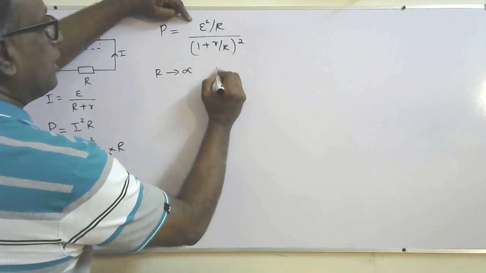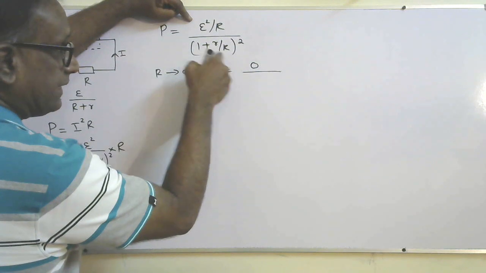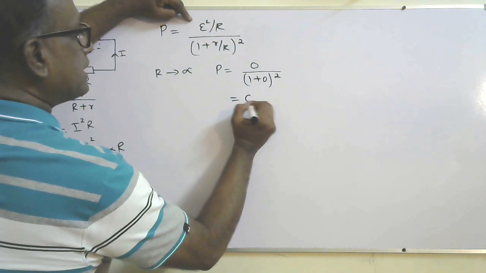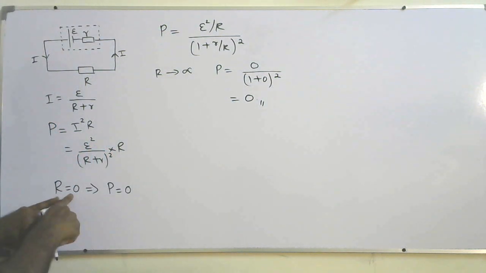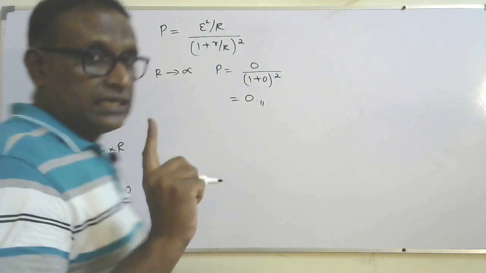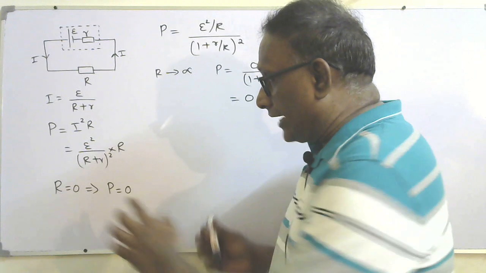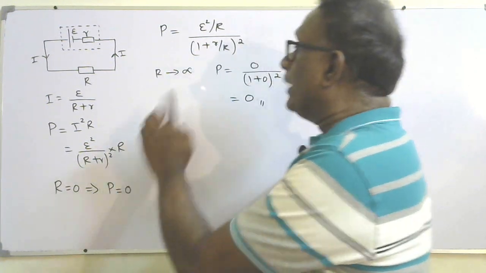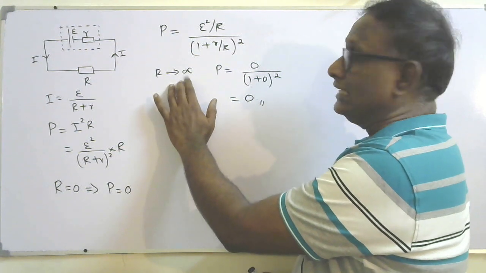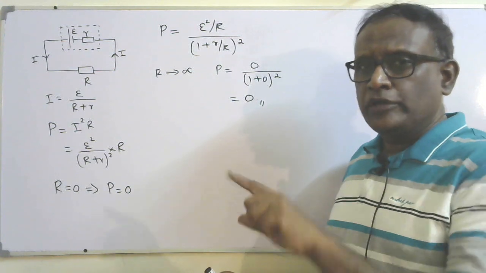So the power will become 0 over 1 plus, again this will be 0, all things squared. So that will become 0. See, when R equals 0, the power is also equal to 0, right? When the resistance of the external component is equal to 0, that also gives power 0. When the resistance of the external component becomes very large, theoretically infinity, that also gives 0. So that shows it's going to be a curve.